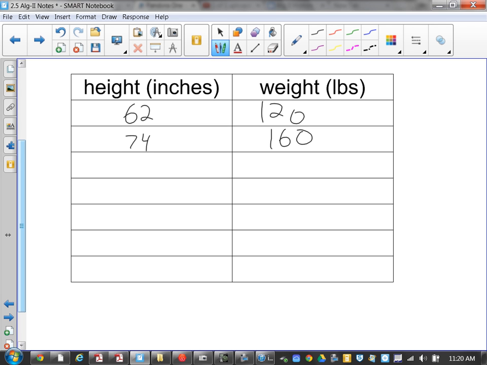70? How tall are you? 5'7". So how many inches is 5 feet? 60. What's 60 plus 7? You sneaked a couple inches in there. 70? How much do you weigh? 150? Okay.